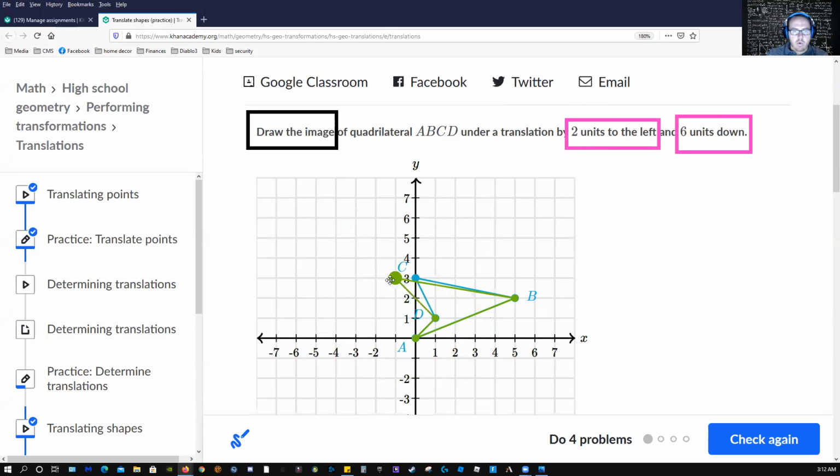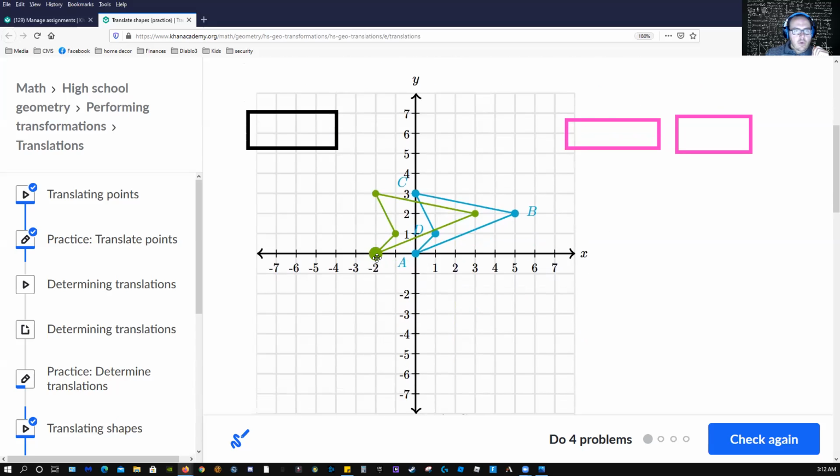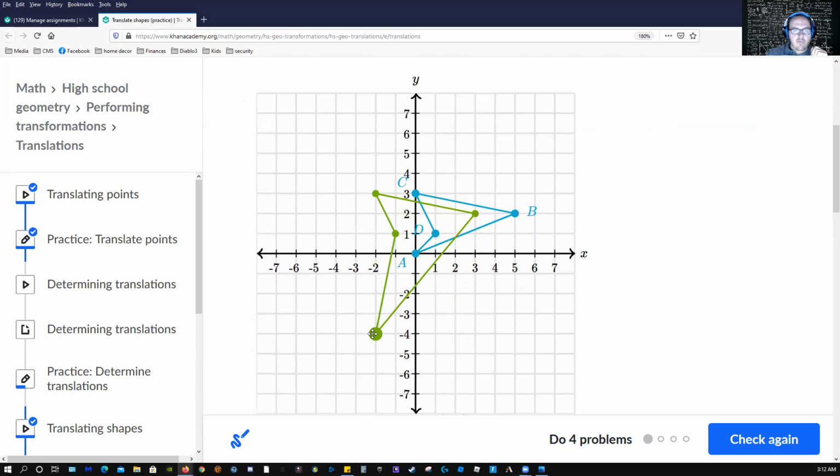So I'm going to drag this 1, 2, 1, 2, 1, 2, 1, 2. Okay, I've dragged them to the left, and now I need to move them 6 units down. 1, 2, 3. Okay, let's try that again. Let me clear away these boxes. Okay, so 6 units down. 1, 2, 3, 4, 5, 6.